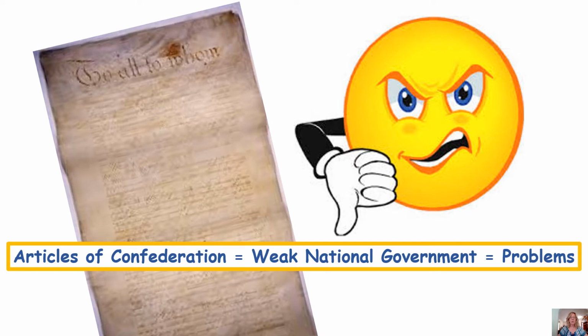Our first plan of government was called the Articles of Confederation, and it created a very weak central or national government. Our forefathers did that on purpose because they feared the tyranny of a powerful government. If you remember, that's why the American Revolution was fought to begin with. The problem was that the central government needs to have a certain amount of power in order to enforce laws and protect people, and the Articles of Confederation could not effectively do that.